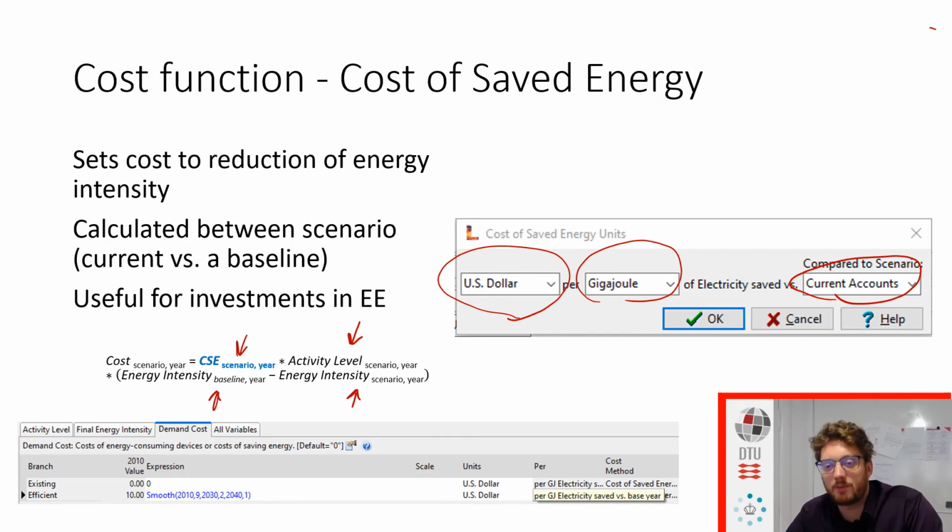Why do we do that? Because this is a bit of a weird formula, because the more energy that we save, the more it will cost us. But of course, remember here that fuel costs are not included in these costs in the demand side, because we do that elsewhere.